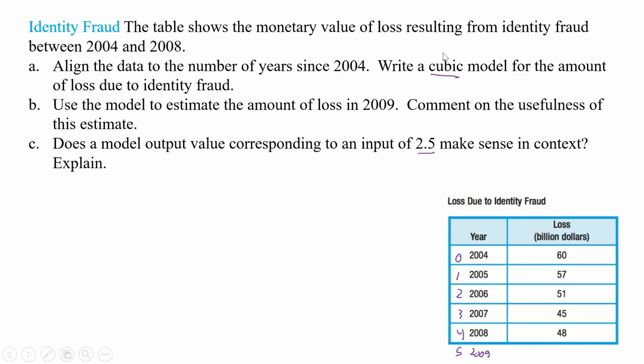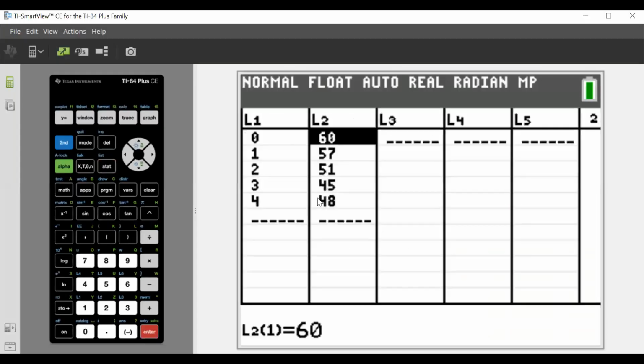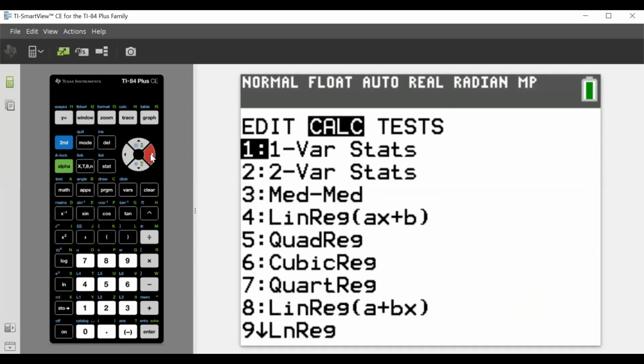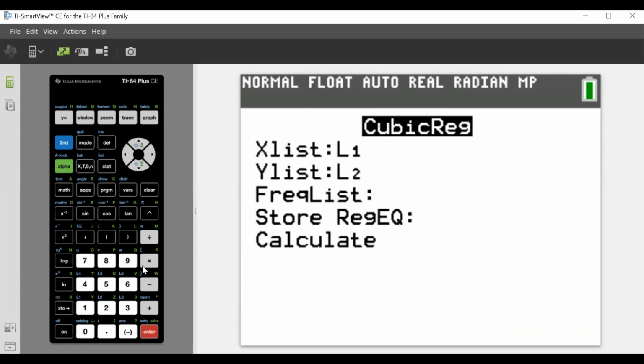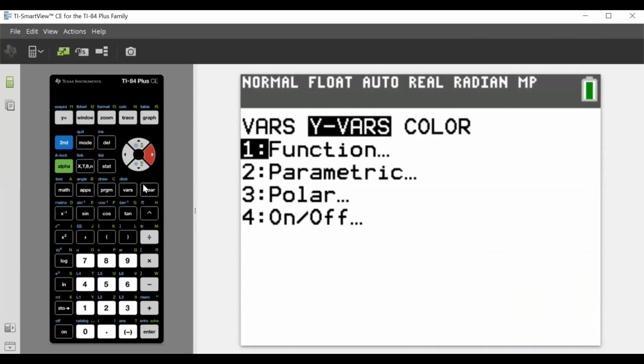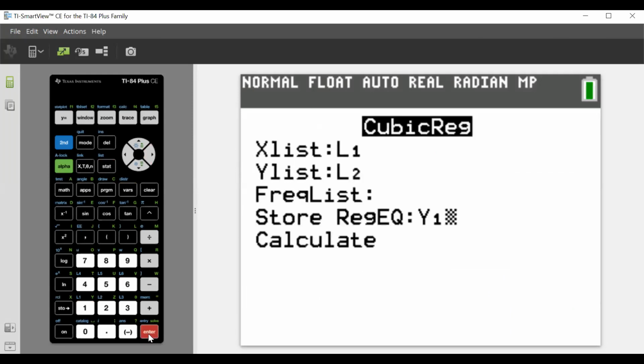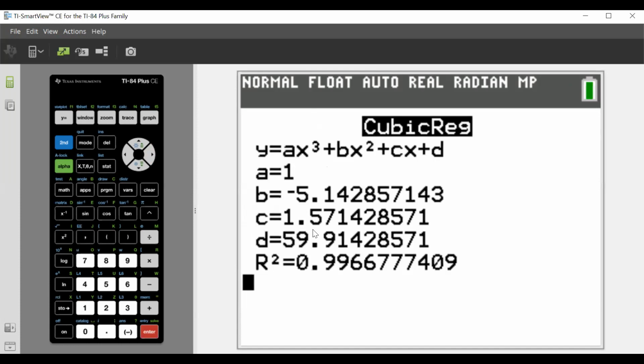All right, so let's go over and type this into our calculator. And as always, I've typed it in so you don't have to watch me type it in. Now we're doing cubic, so that's number 6. And we'll go down, and I'm going to put that again in Vars, go over to Y-Vars, then 1, 1, and then enter and calc. And so this is going to be my model. It's going to be 1 times x cubed minus 5.143x squared plus 1.571x plus 59.914. And that would be my cubic model.